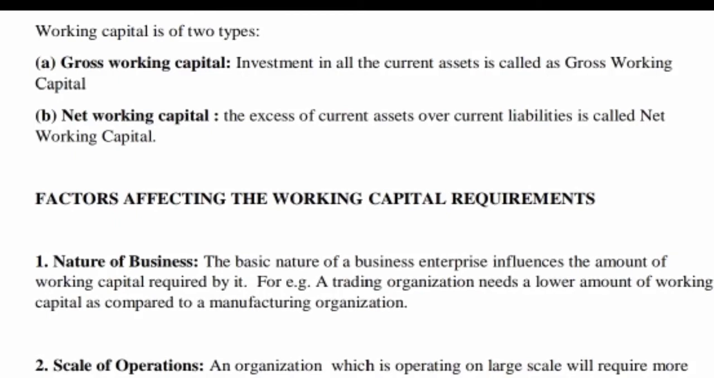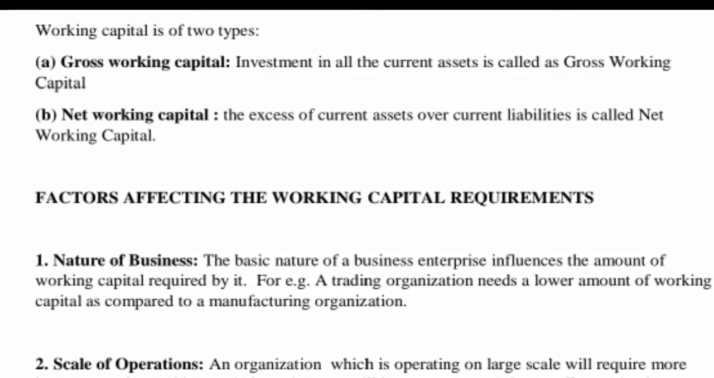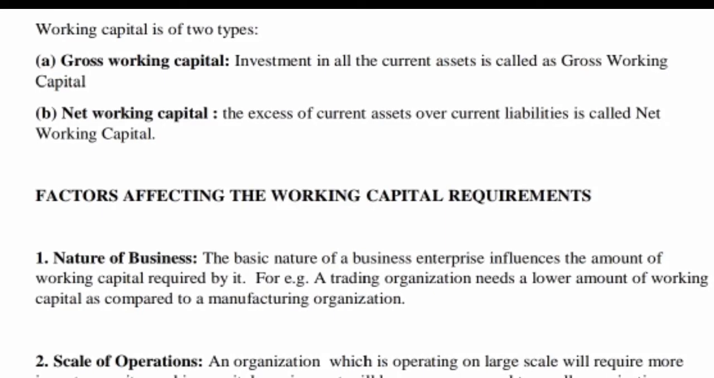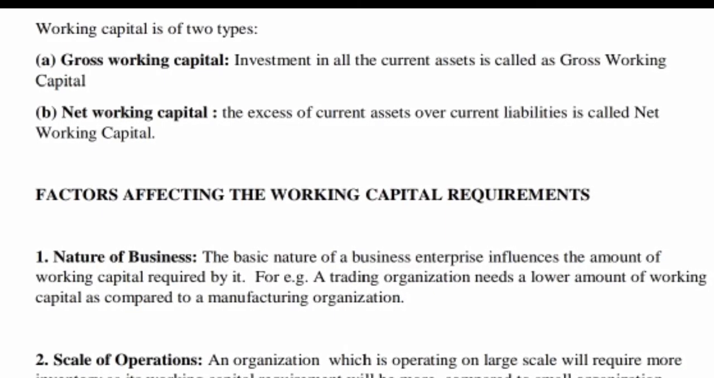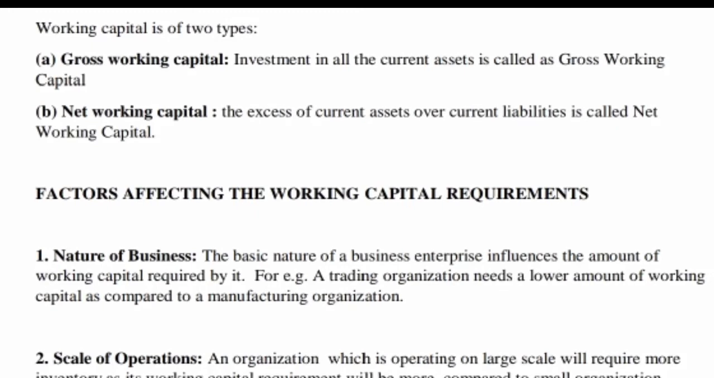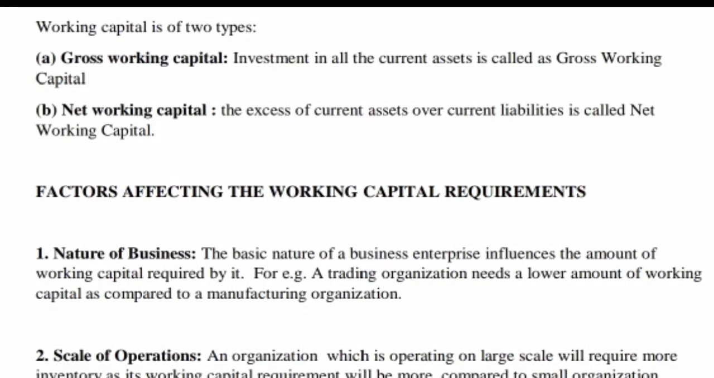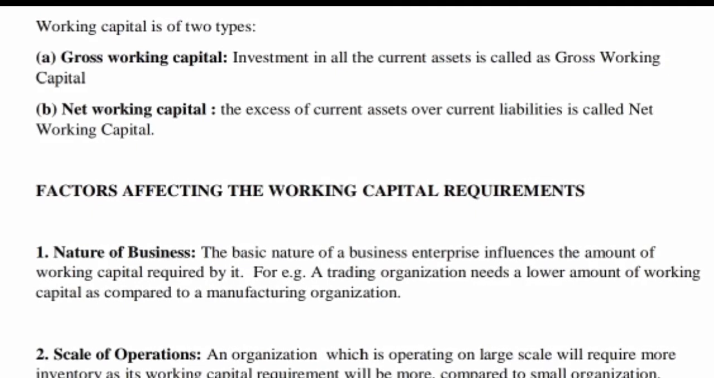Working capital is of two types. A. Gross working capital. Investment in all the current assets is called gross working capital. B. Net working capital. The excess of current assets over current liabilities is called net working capital. Factors affecting the working capital requirements.